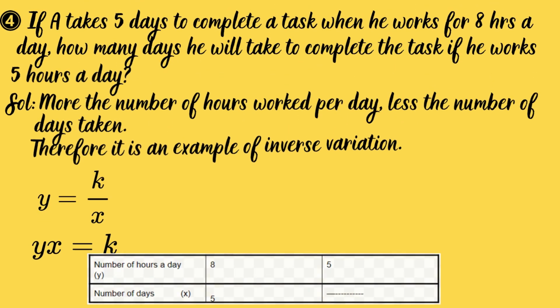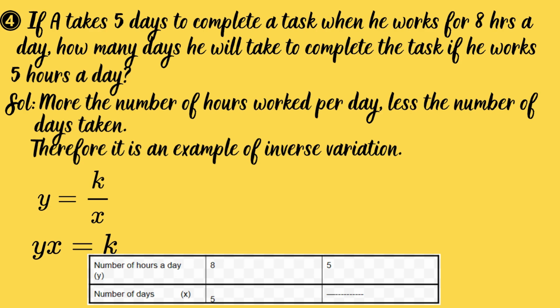Our fourth problem is: if A takes 5 days to complete a task when he works for 8 hours a day, how many days will he take to complete the task if he works 5 hours a day? Now we can see that if he works for more number of hours, he will take less number of days. Therefore, it's an example of inverse variation.